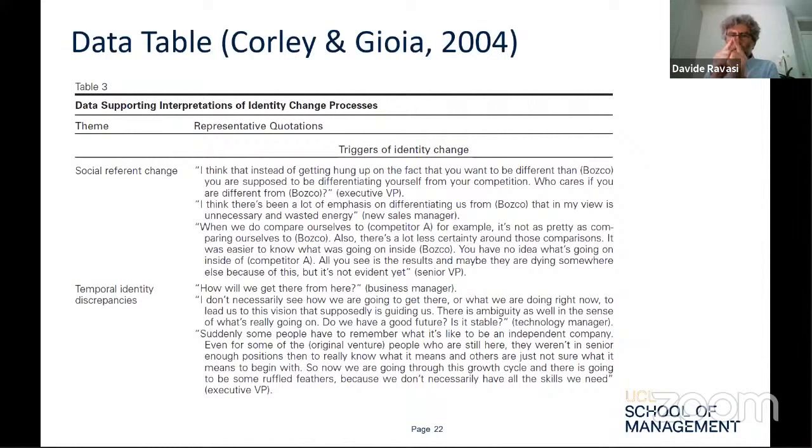Because for instance, whenever I submit a paper that uses this method, I have very long tables where I submit two, sometimes three, depending also on the space, quotes for each first order code, not second order codes. So each first order code is supported by at least two, sometimes three quotes to show robustness. And also to give the reader the possibility to actually go through the evidence themselves. You want to give them the possibility to challenge your analysis. This is what transparency is about.